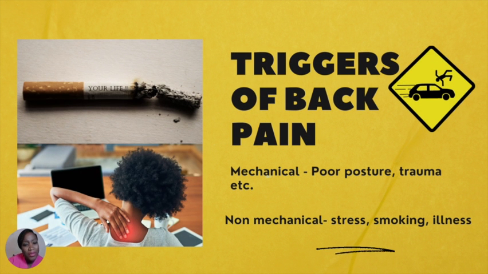So what are some of the triggers of back pain? There are two major types: mechanical back pain and non-mechanical back pain. Mechanical back pain is a result of things such as poor posture, or let's say you got into a car accident and had some sort of traumatic injury. Non-mechanical would be something like, I'm feeling so stressed out, and because your body is so interconnected in that mind-body connection, that stress response causes your muscles to bind up and get tighter.